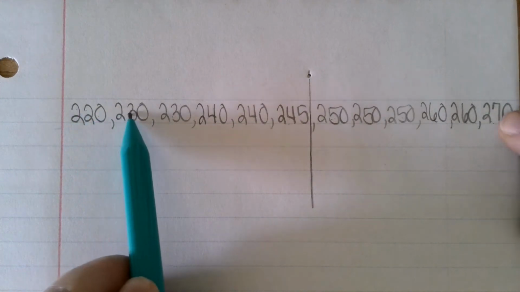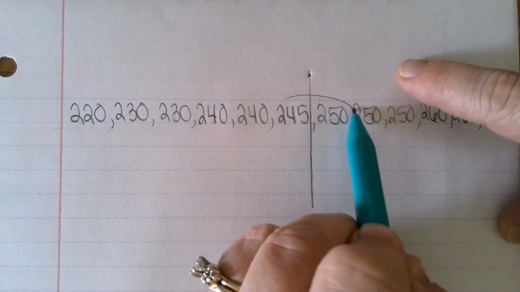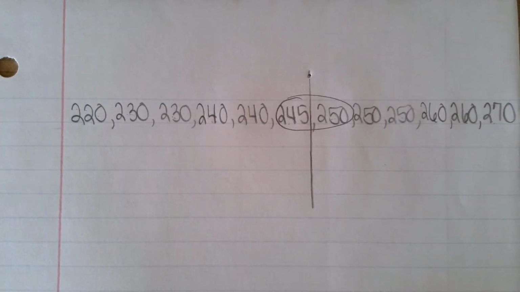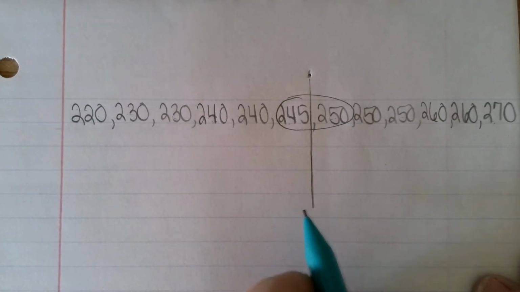All right, so to find the median, remember, if we keep working our way in, we're going to end up with 2 numbers left in the middle. To find the median, you have to add those up and divide by 2. So I'm going to add 245 plus 250 and divide by 2. My median of this set of data would be 247 and 5/10. So you need to write that down, median.